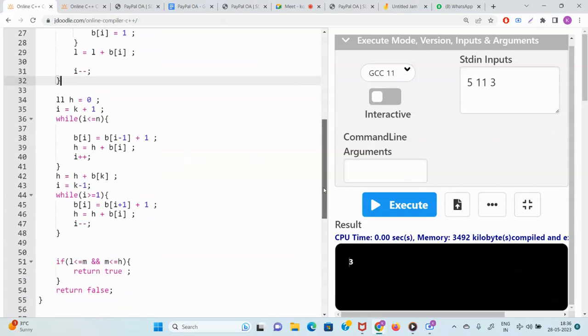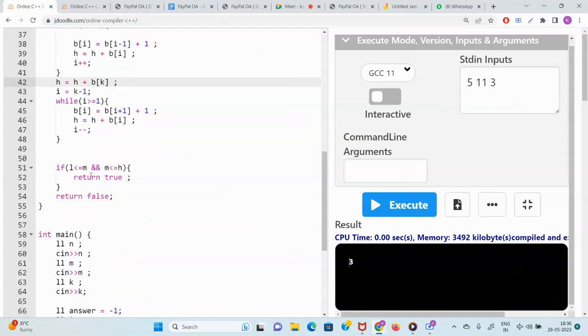Similarly, for the largest sum, you have to increase one element. So see, B of i is B of i minus 1 plus 1. Right part of the array, left part of the array, H equals H plus B of k. Same, last condition: if the M given to you is coming between the L and H.